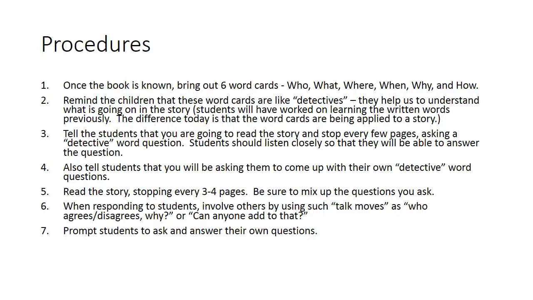Procedures should be listed, by the way, one by one and numbered. Once the book is known, pull out 6 word cards. Who, what, where, when, why, and how will be written on them. Remind the children that these word cards are like detectives. They help us understand what is going on in the story. Now, this lesson assumes prior knowledge with word cards. And if there is prior knowledge, you should indicate that in your lesson plan. In this lesson, students will have worked with the word cards before in other situations, but not necessarily with a book.